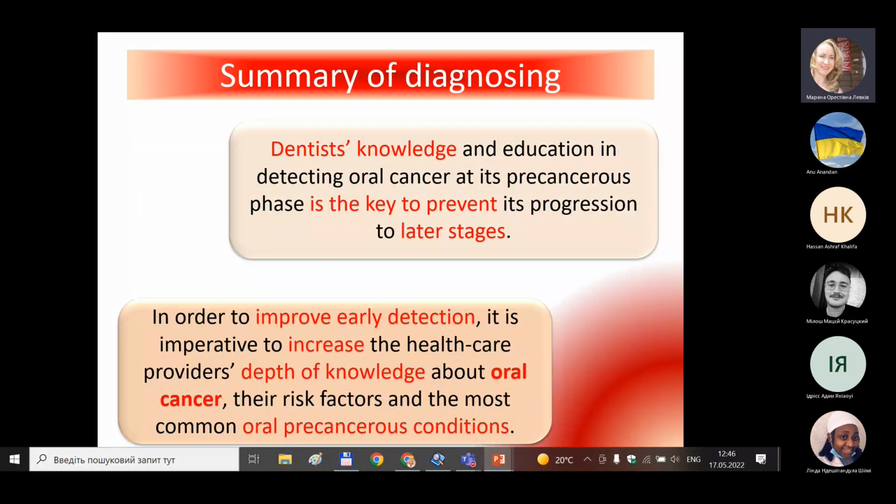And a summary of this short chapter of diagnosis. So dentist knowledge and education in detecting oral cancer and its precancerous phase is the key to prevent its progression to later stages. In order to improve early detection, it is imperative to increase the healthcare providers' depth of knowledge about oral cancer, their risk factors, and the most common oral precancerous conditions.